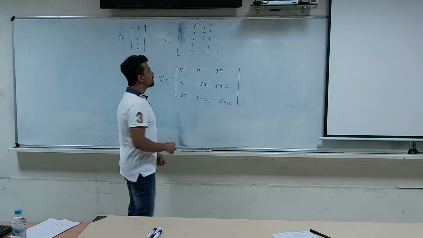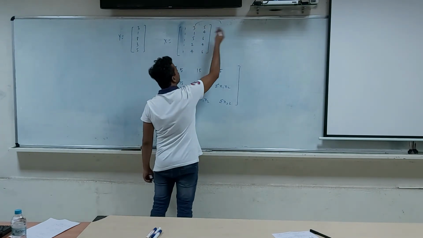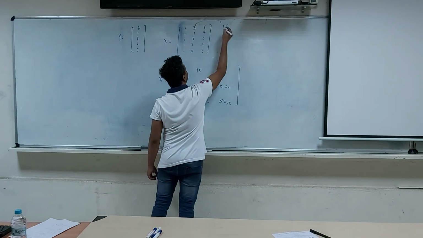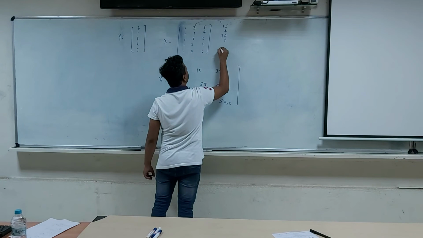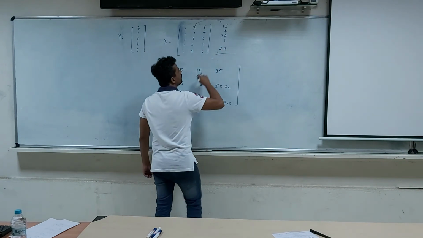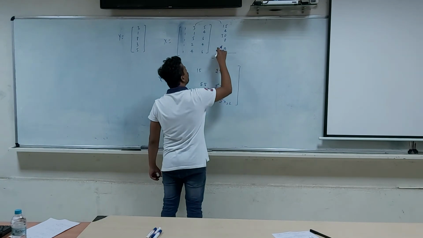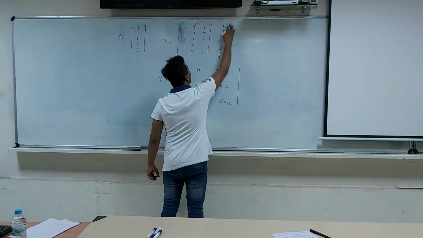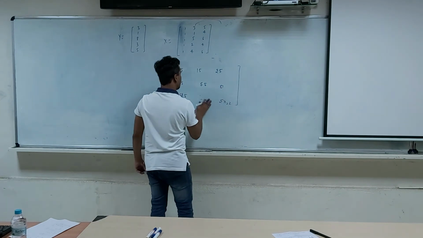And summation x1 x2 will be what? First you multiply these two explanatory variables, and then you take the sum. So I am writing it here, 3 into 5 is 15, 1 into 4 is 4, 5 into 6 is 30, 2 into 4 is 8, 4 into 6 is 24. So this is 15 plus 4 is 19, plus 30 is 49, plus 8 is 57, plus 24 is 81. So summation x1 x2 will be 81, right?